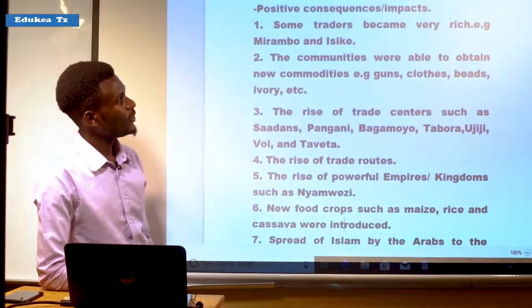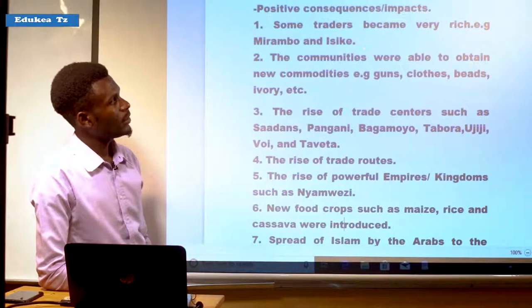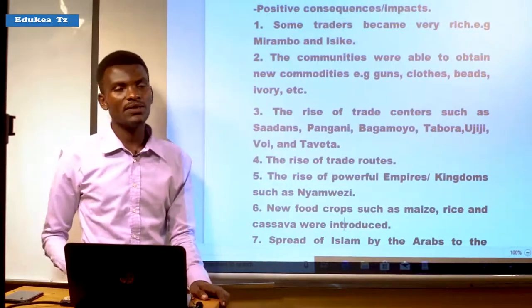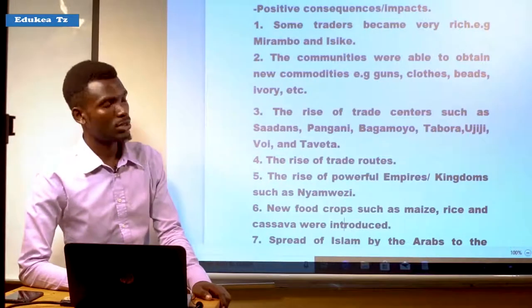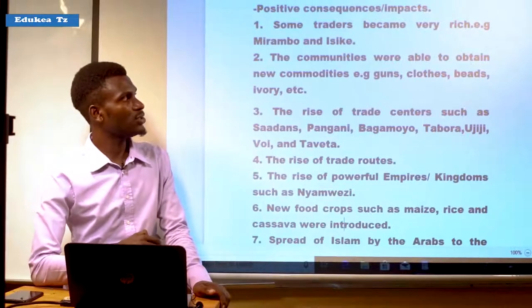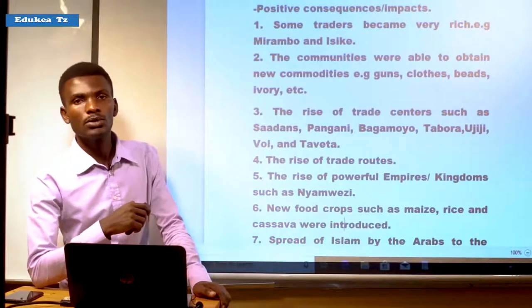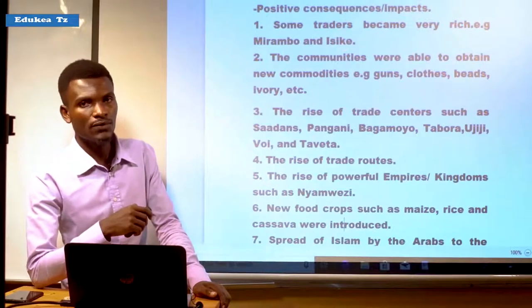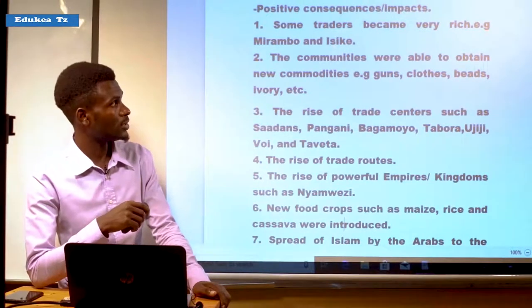The first one: some traders became very rich, for example Milambo and Isike. It means that some traders who participated fully in the regional trade, specifically long distance trade in Africa, became very rich. For example, Chief Milambo and Isike participated fully in the trade.